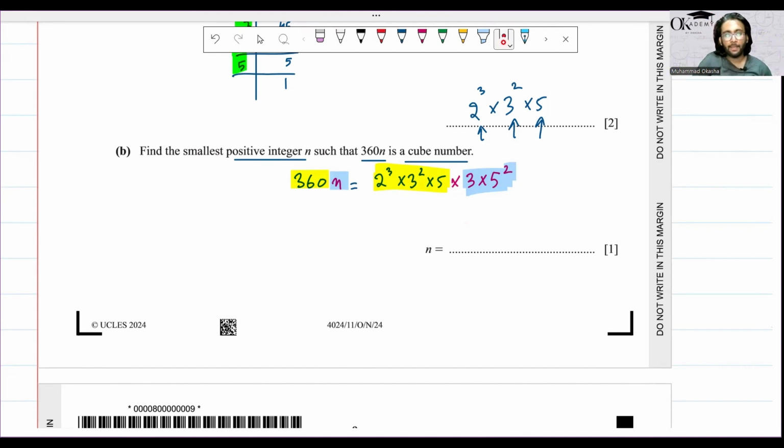So my n is equal to 3 times 5 squared. Which is what?